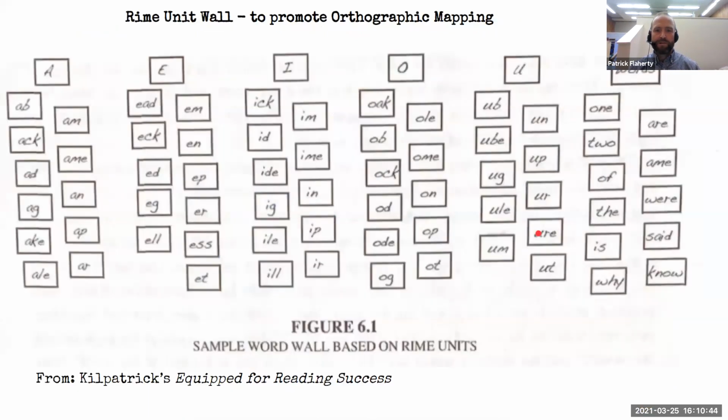Okay. Another quick thing, I just want to say this quick. This was from David Kilpatrick's book. Another way to promote orthographic mapping is to have rhyme units, like the word cloak or oak. Well, oak, that's a word in itself. Or the words lick, sick. These are all chunks of words that we would like kids to pick up and get automatic with.